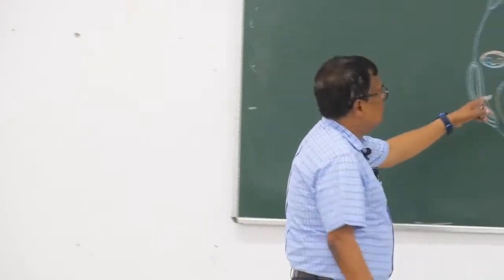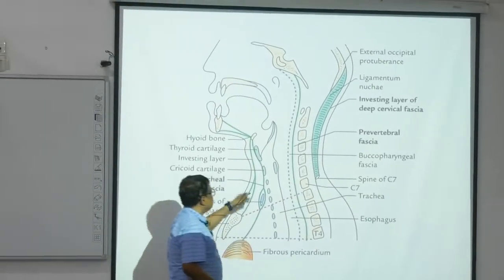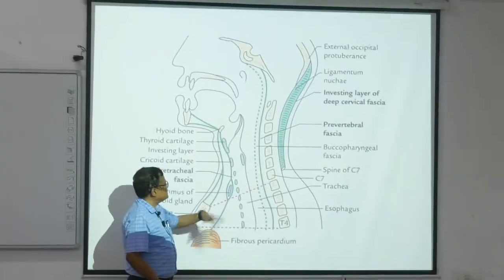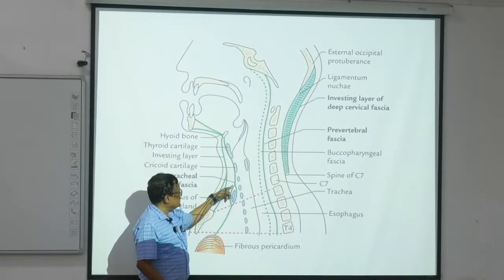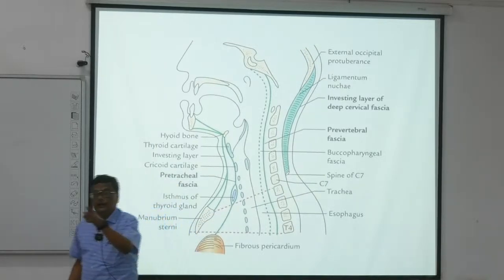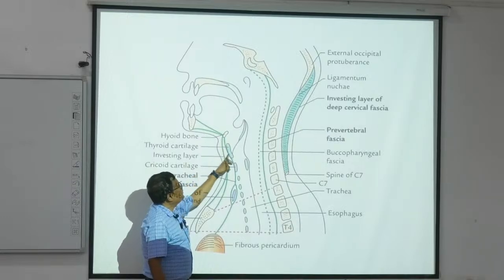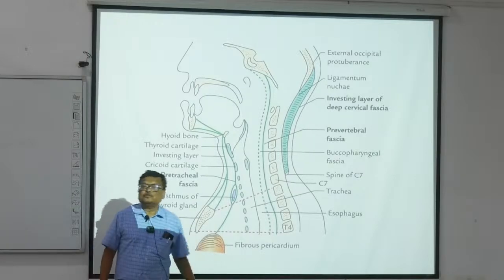So retropharyngeal space is very important. এই ছবিটা দেখি, এই যে কাট সেকশন, investing layer splits to enclose a space, suprasternal space ছেড়ে দাও। This is the pretracheal layer attached to the hyoid bone, thyroid cartilage, cricoid cartilage, and splits to enclose the thyroid gland, and lower down pretracheal layer attached to the fibrous pericardium. এটা খেয়াল রাখবে, above it is attached to the hyoid bone, then to the thyroid cartilage and cricoid cartilage, comes down, and attached to the fibrous pericardium.